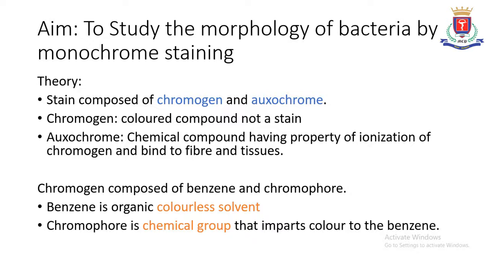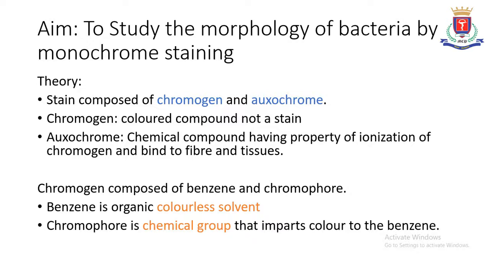Now what is this auxochrome? Auxochrome is a chemical compound which has the property of ionizing the chromogen, and it allows the chromogen to bind to the fiber or tissues. Thus, the presence of auxochrome is very important for a chromogen to become a stain.